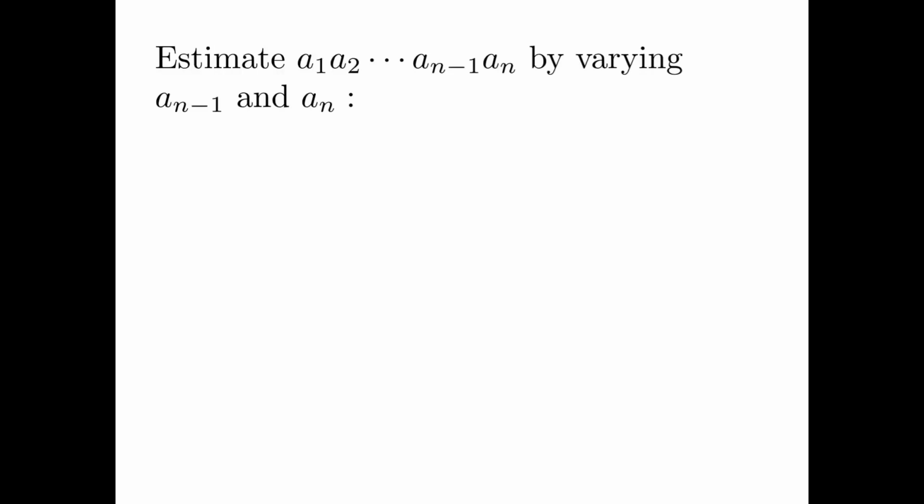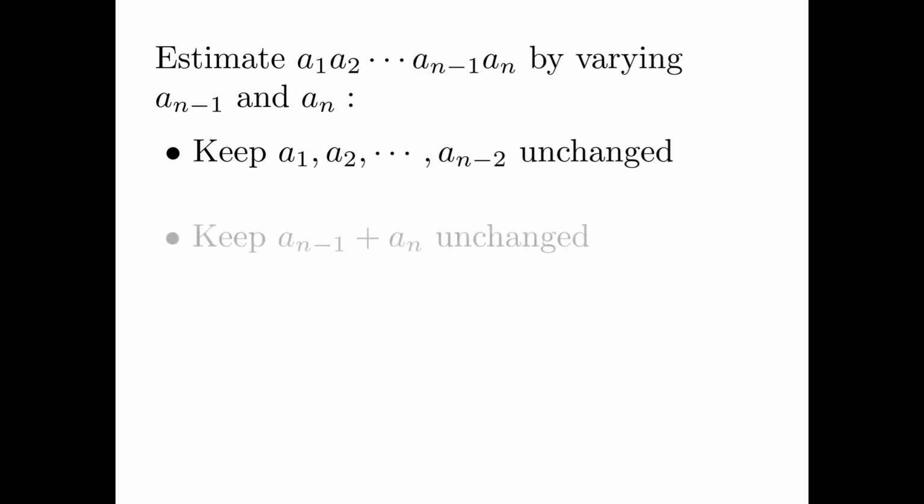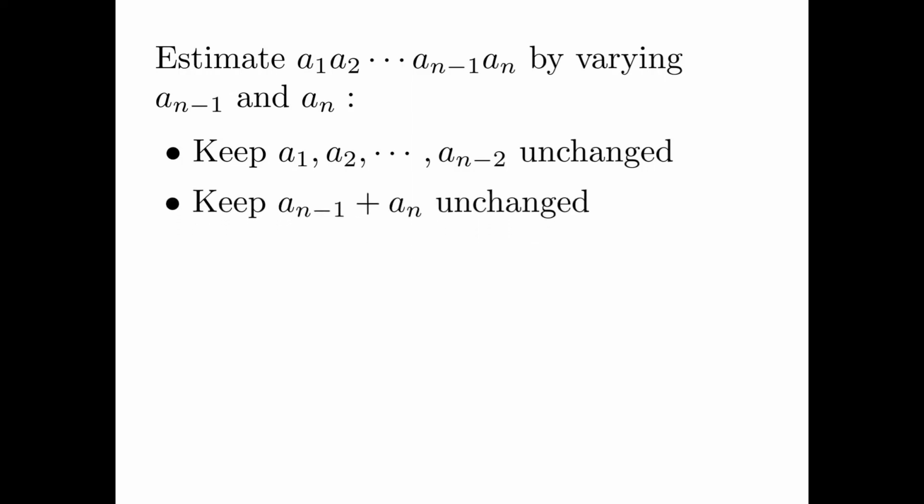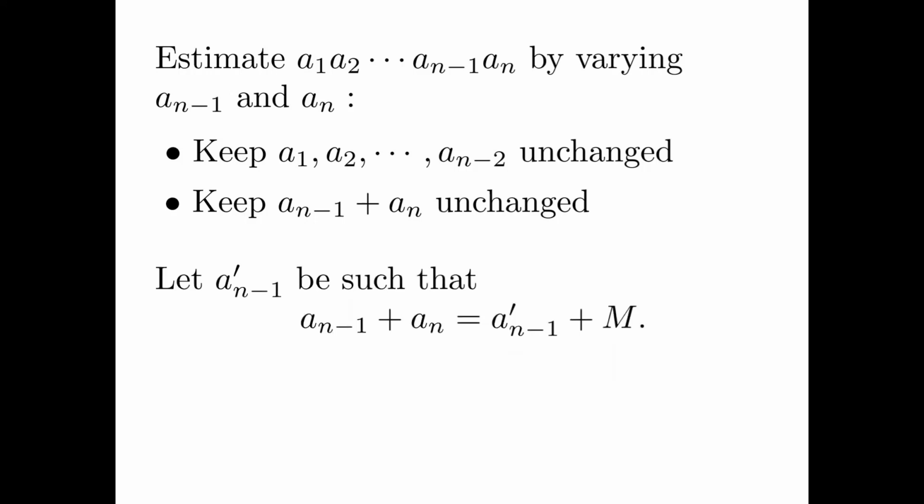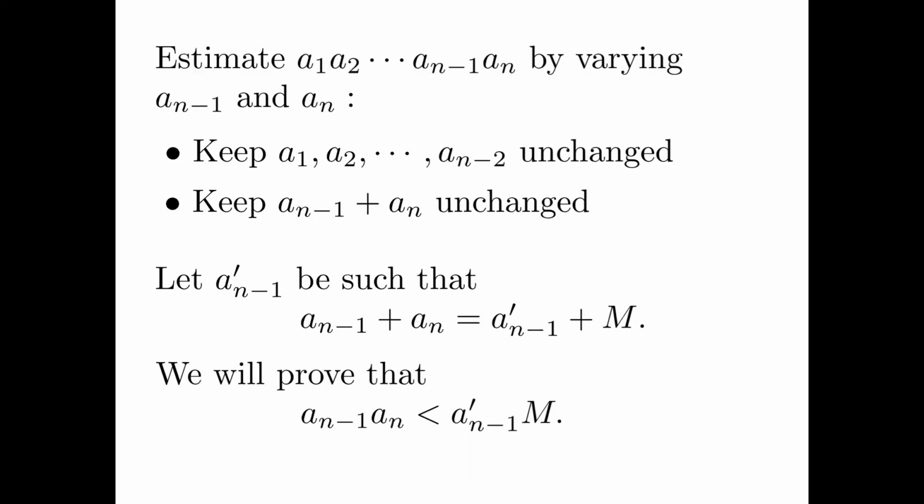I'm going to compare the product of the n variables for different a of n minus 1 and a of n. I will keep the first n minus 2 variables unchanged. I will also keep a of n minus 1 plus a of n unchanged. Let a prime of n minus 1 be such that a of n minus 1 plus a of n equals a prime of n minus 1 plus m. In other words, I'm going to replace a of n minus 1 by a prime of n minus 1 and replace a of n by m. We will prove that a of n minus 1 times a of n is less than a prime of n minus 1 times m.